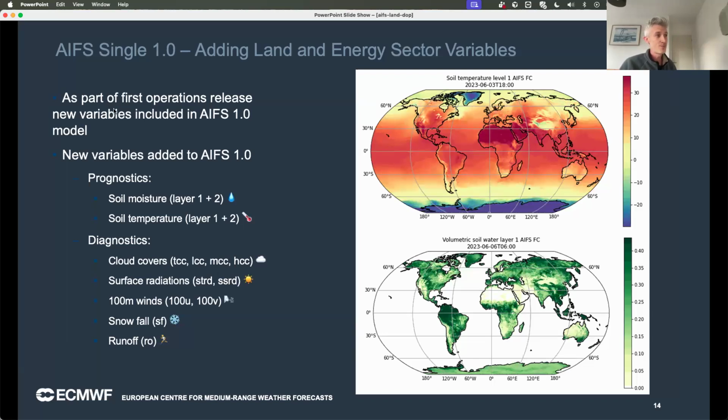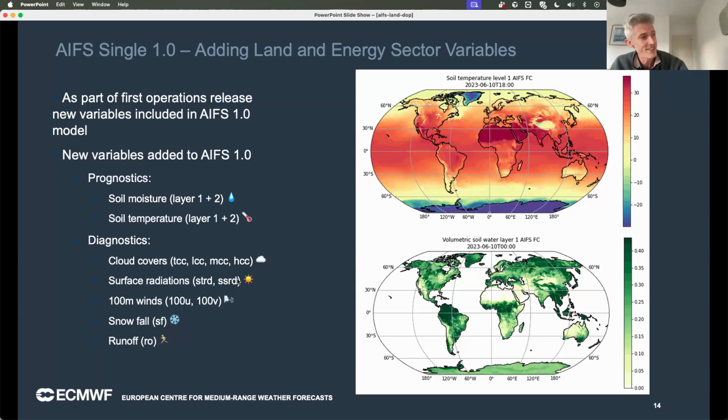So this is what we were doing in preparation for the first operational release. So we had kind of run the AIFS in some different guises in what we call pre-operations, which meant that it's not really supported by forecasters 24/7. We were going to train an operational release of the AIFS, and it was decided that when we did that, we wanted to include some new variables which users had kind of requested. So these were variables around both the land and things that are sort of pertinent to the energy sector. So that's things like 100-meter winds and solar radiation for energy modeling.